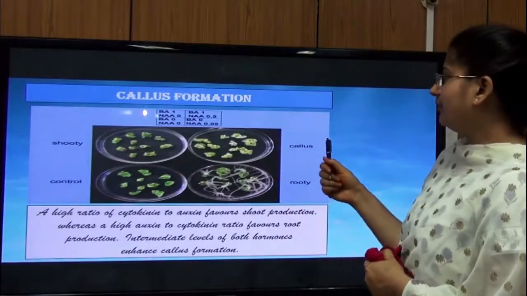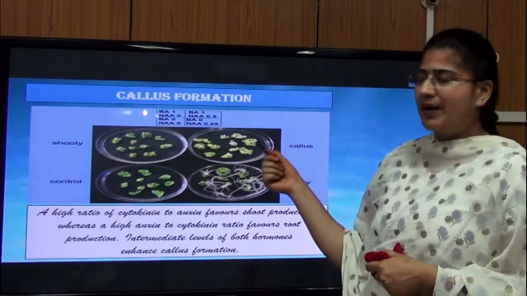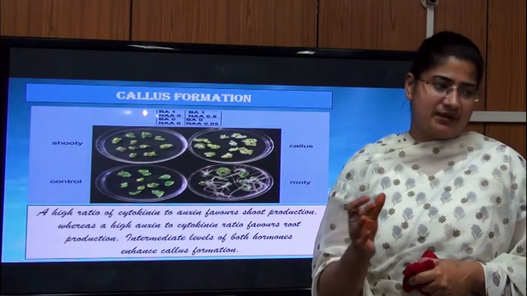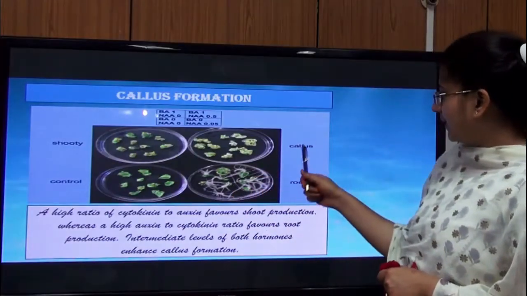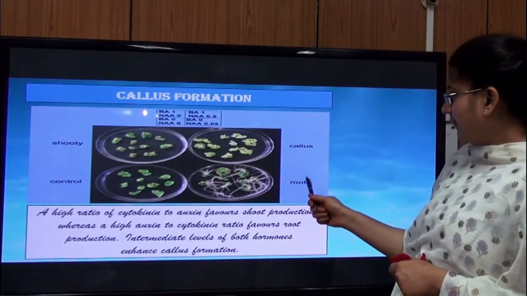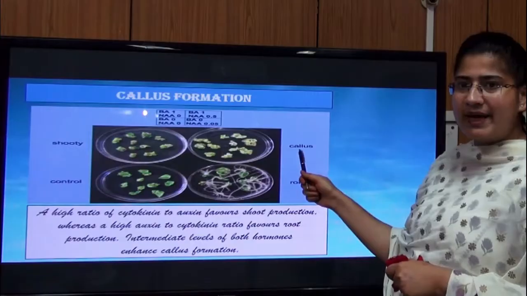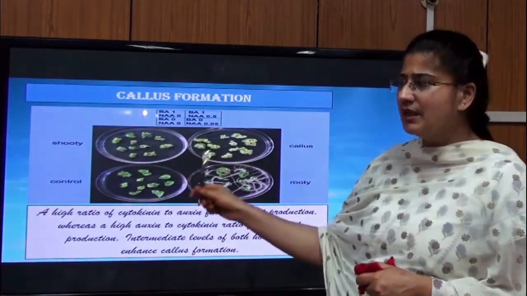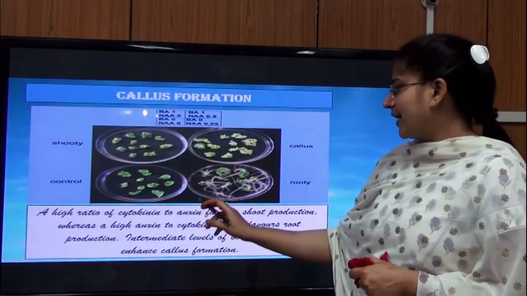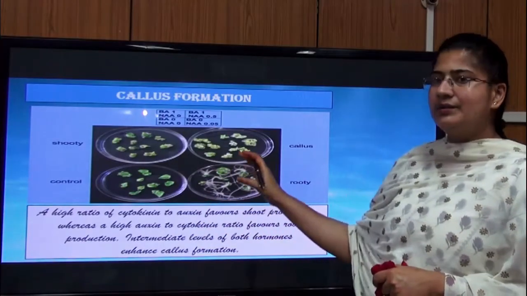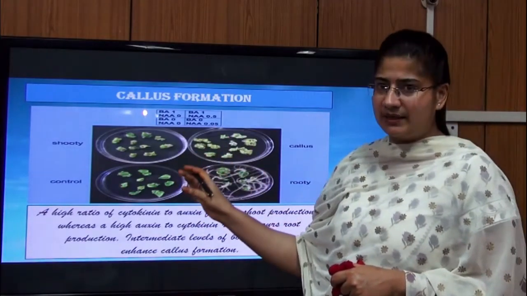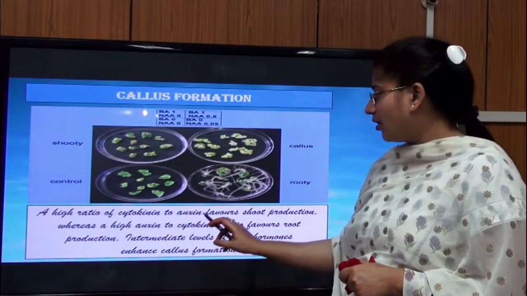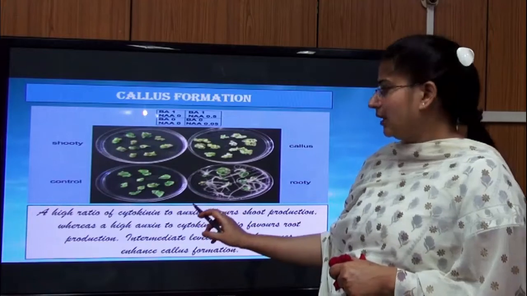Now the next role of auxin in plants is formation of callus, or you can say the differentiation of callus. Here you can see that there is rooty callus, this is general normal callus, this is for formation of shoot, and this is control. There are 4 conditions. The ratio of cytokinin to auxin determines the differentiation of this callus, meaning cytokinin promotes shoot formation and auxin promotes root formation in callus.